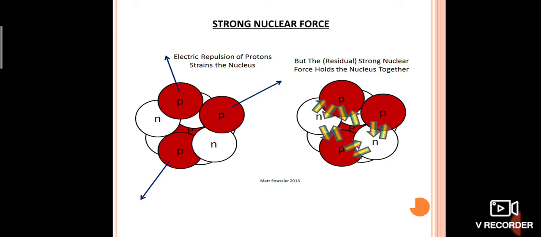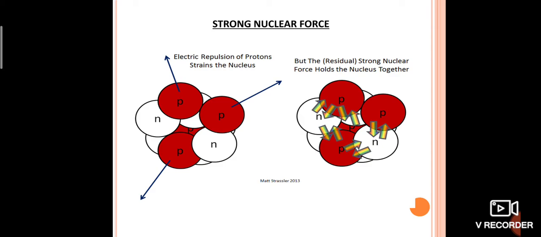Now, let us understand the strong nuclear force, which is the strongest of the fundamental forces in nature. Strong nuclear force is the one which holds the nucleus together. Because of the electric repulsion between the protons in the nucleus, one proton repels another proton within the nucleus, and hence the nucleus becomes unstable.